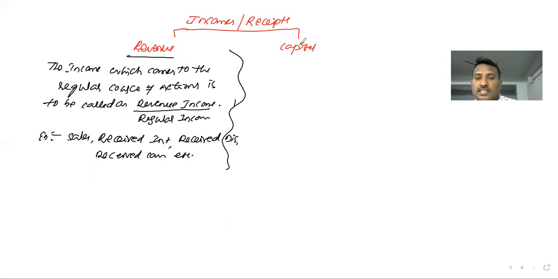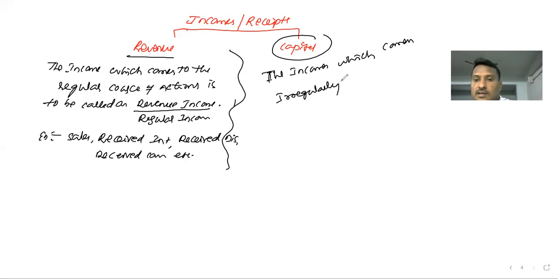Now let's come to capital. What is the meaning of capital income here? Let's see. The incomes which come irregularly are called capital income.